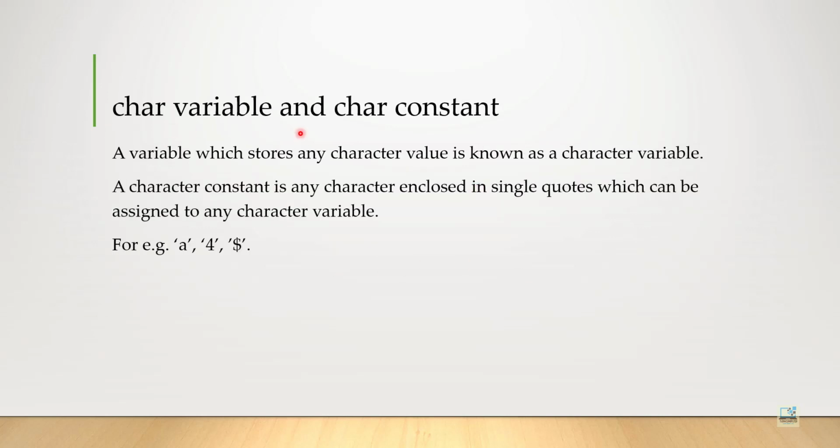Now what is a char variable and what is a char constant? A variable which stores any character value is known as a character variable. A character constant is any character enclosed in single quotes which can be assigned to any character variable. For example, 'A' within single quotes, '4' within single quotes and '$' sign within single quotes.